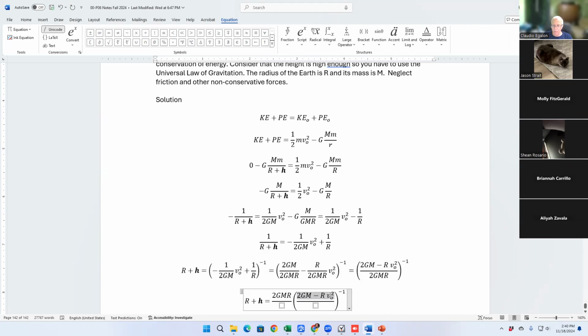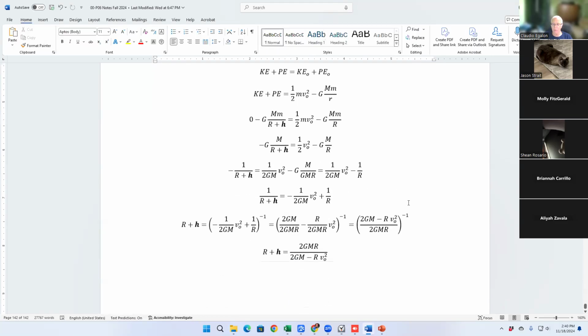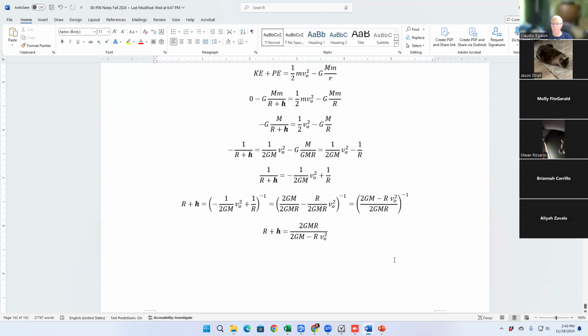And whatever is right here, I put it right in here. The problem is almost over. And this is the height that we want to know. Radius of the Earth must go to the other side. Okay, can we do better than that? Yeah, doesn't look like it.